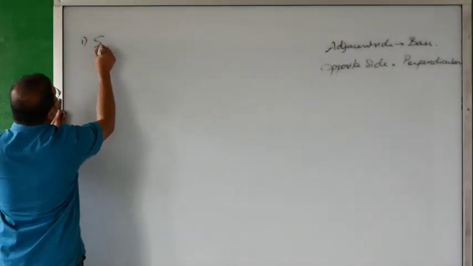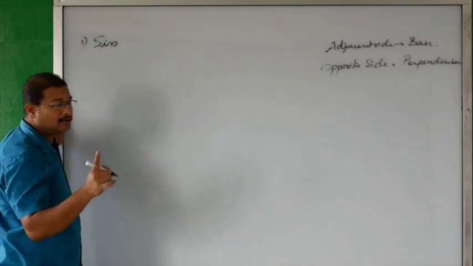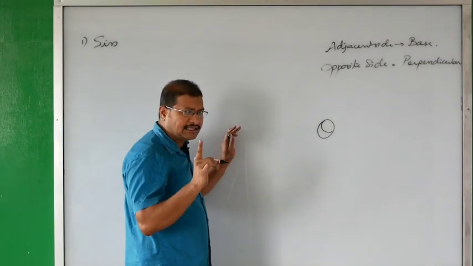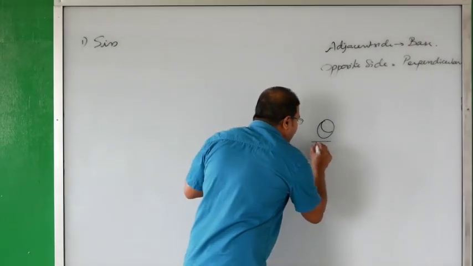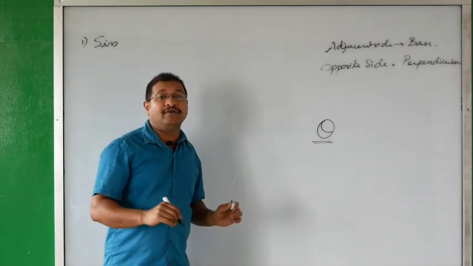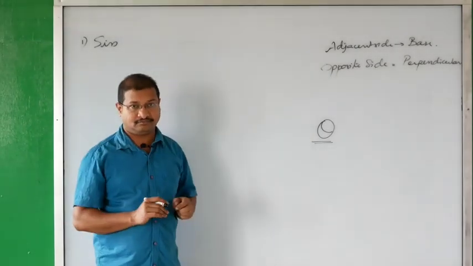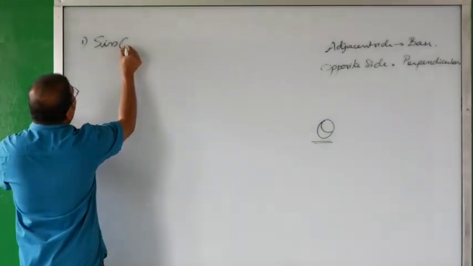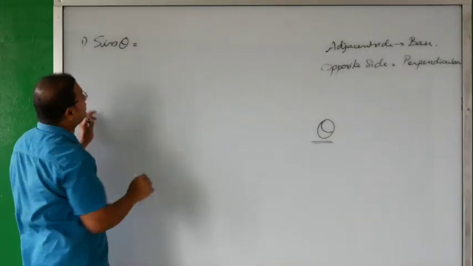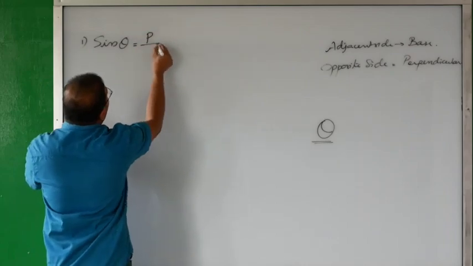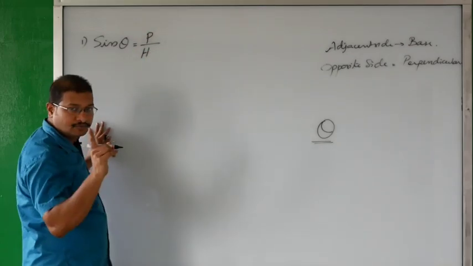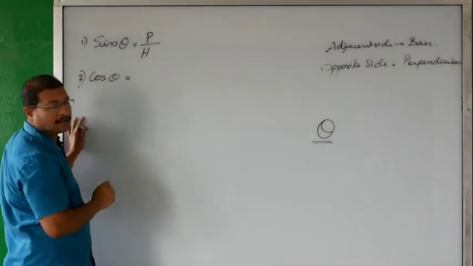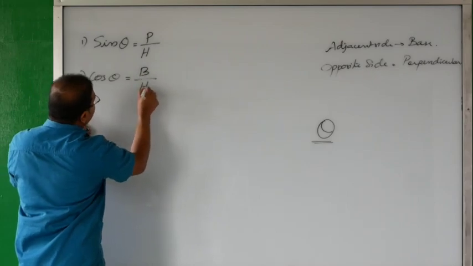First one, sine. I'm just keeping A. Of course, I have to tell you about this symbol. What is this? In some cases in trigonometry, in place of the angle, we will be using theta. Ready? This is called theta. So I'm writing sine theta equals perpendicular by hypotenuse. Next one, second: cos theta equals base by hypotenuse.